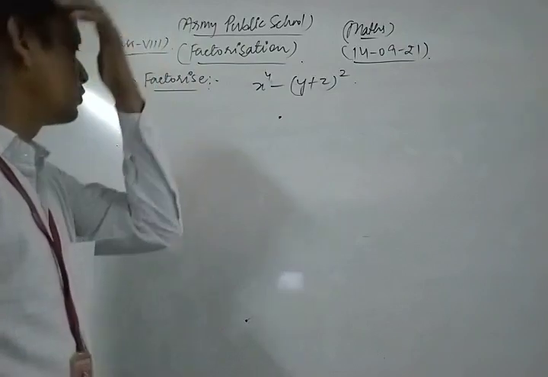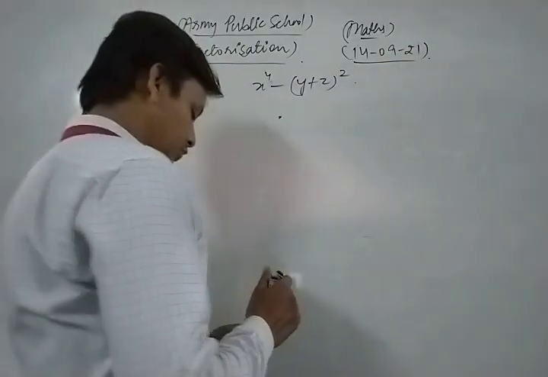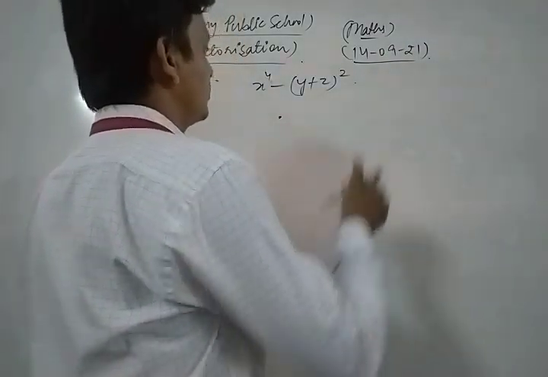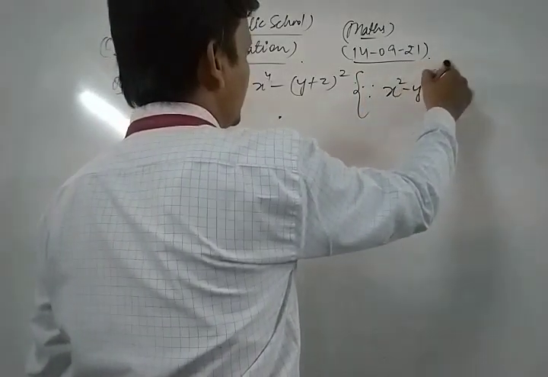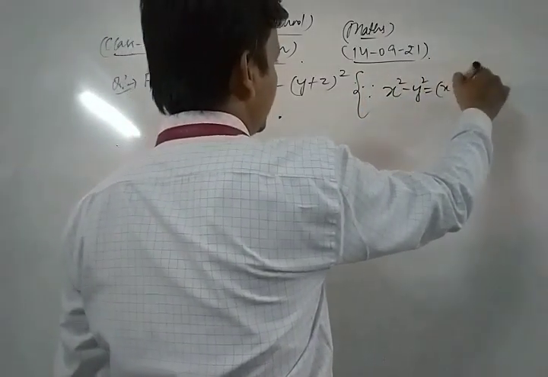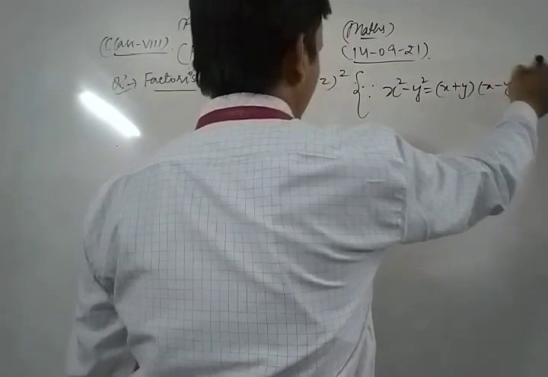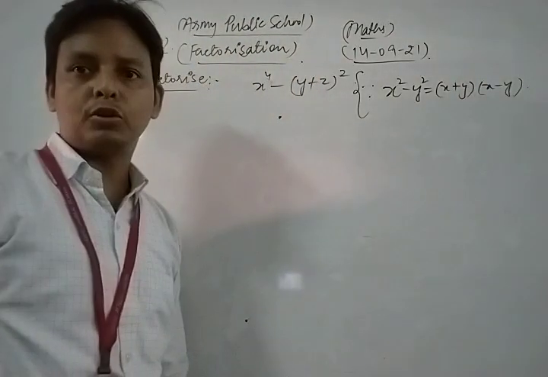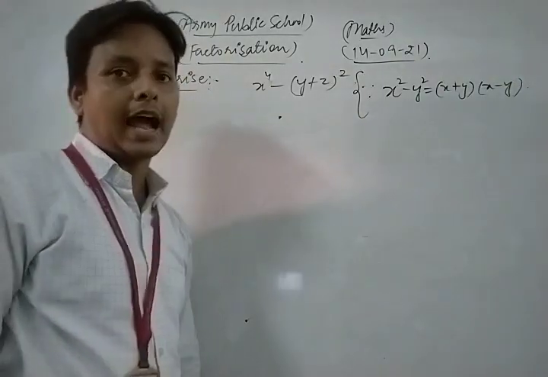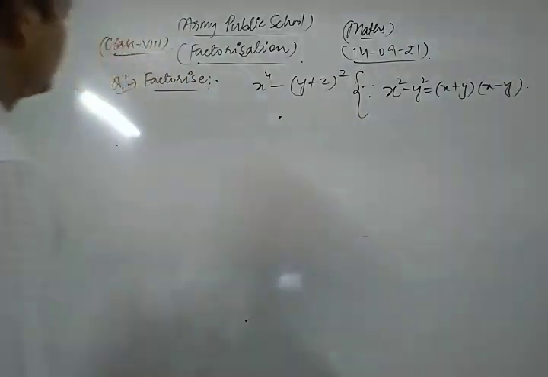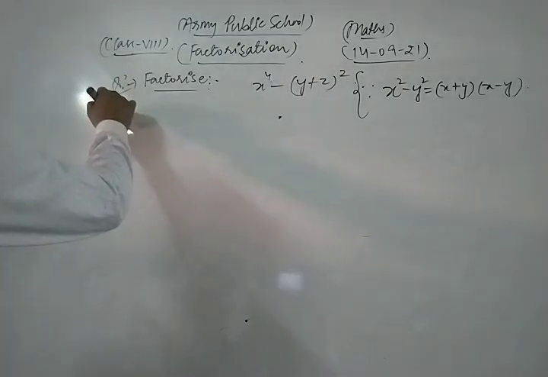Now look, first of all, you know that x square minus y square is equal to what? (x plus y) in one bracket and (x minus y) in another bracket. This is a very important identity. Now we solve this question based on this identity. Let's see its solution.